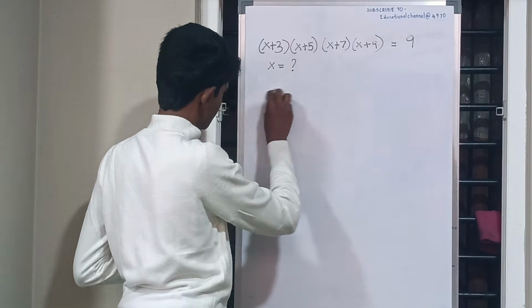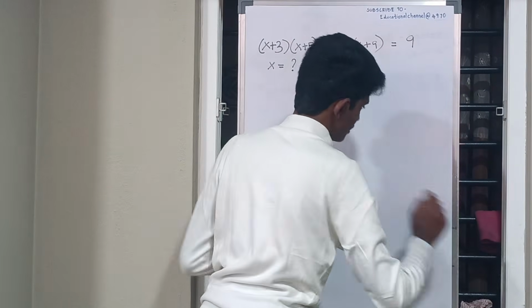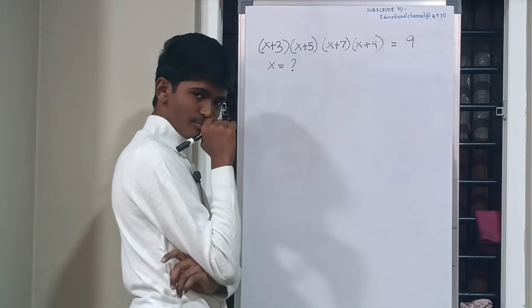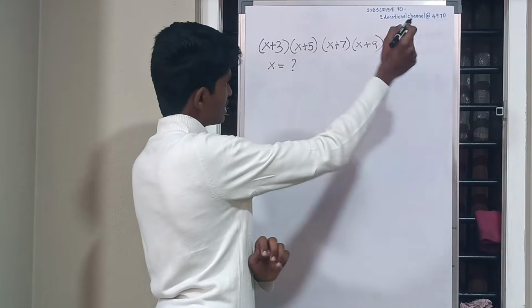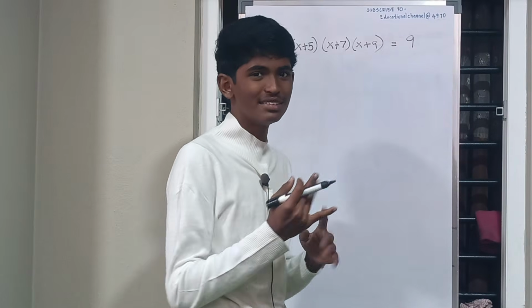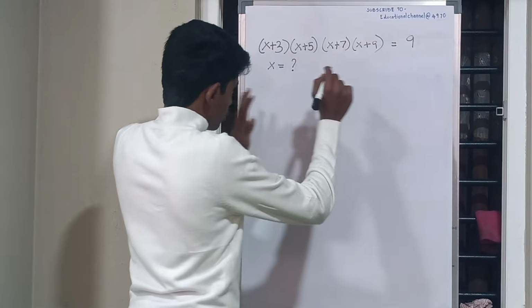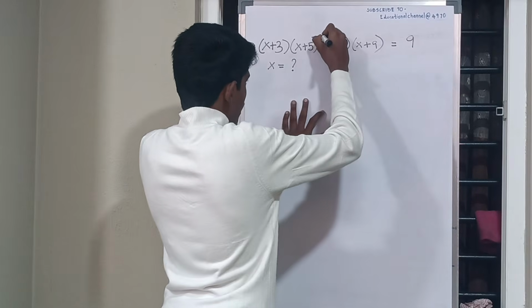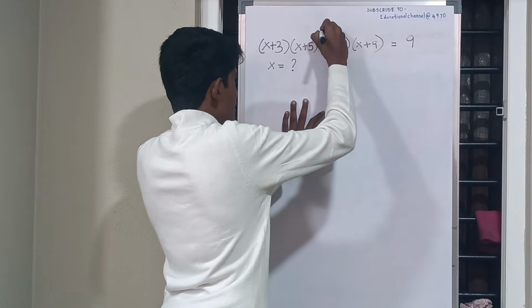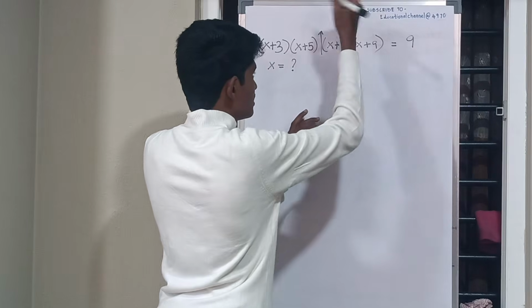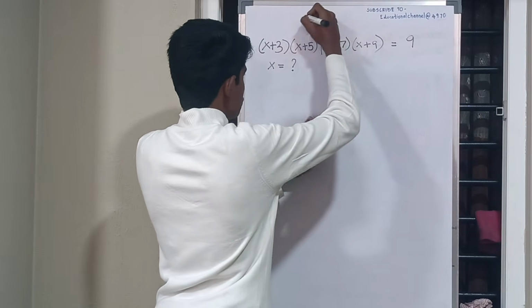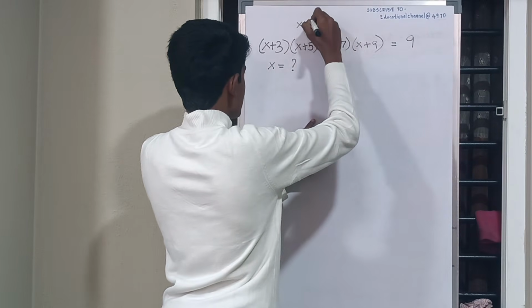So, you have to have an idea. A good idea. And what is it? 3, 5, 7, 9. They form some kind of sequence, right? Odd numbers. 1, 3, 5, 7, 9. So, what I'm going to do is just take something in the middle. 5, 7. What's the middle? 6. So, I will take x plus 6.